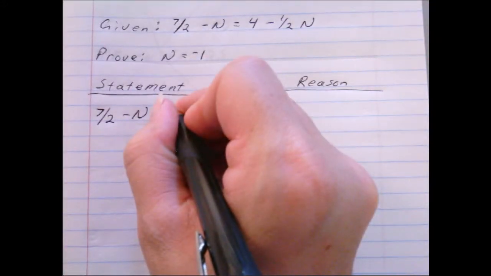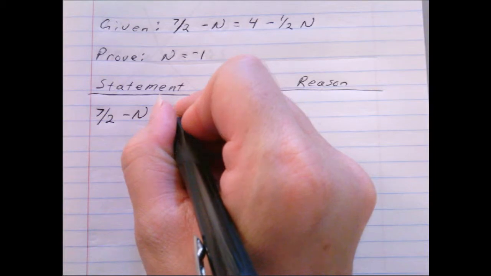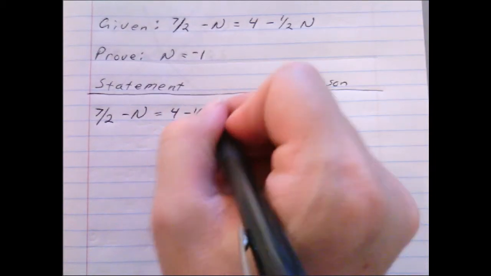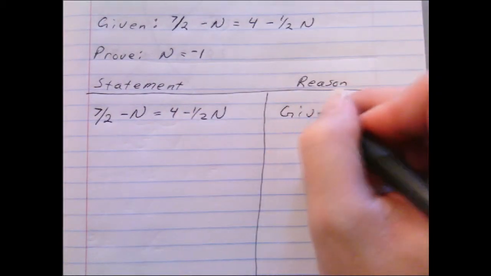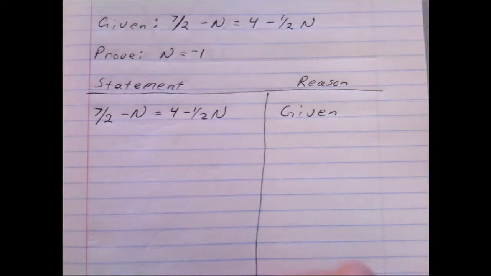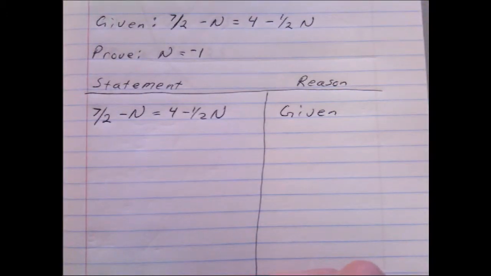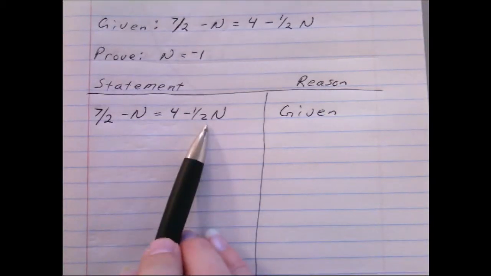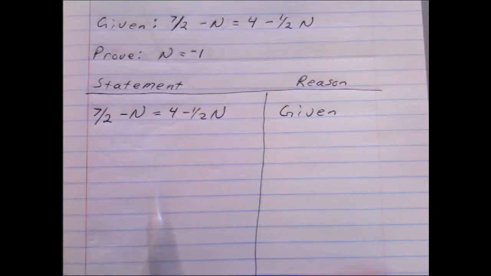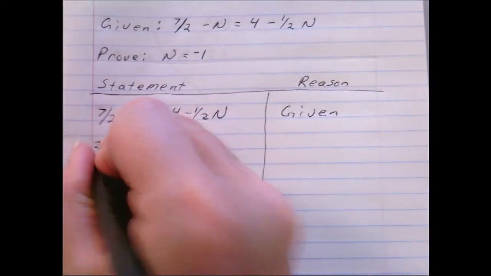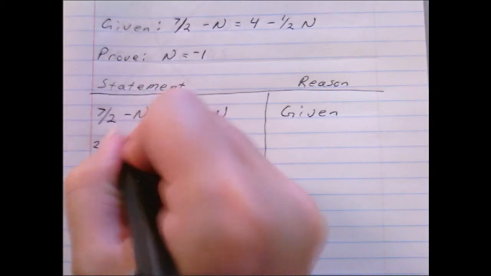So we have 7 divided by 2 minus n equals 4 minus 1/2 n. That was our given. Okay, so the first thing that we're going to be doing here is I don't like these fractions, so I want to get rid of those. And how do I get rid of those? They're divided by 2, so I'm going to multiply by 2. So I'm going to multiply both sides by 2.